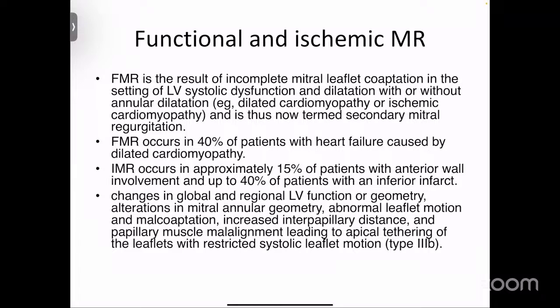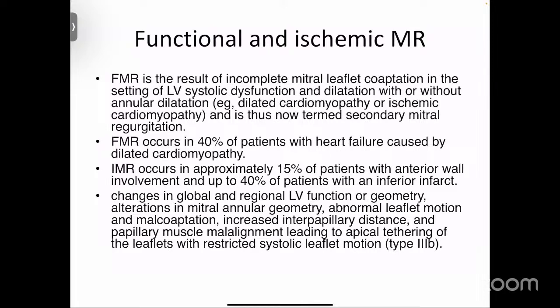And ischemic mitral regurgitation, which is actually a subset of functional mitral regurgitation, occurs in approximately 15% of the patients with anterior wall involvement and up to 40% of the patients with inferior infarct. Generally, the severity of the mitral regurgitation is related to the size of the area of left ventricular akinesia or dyskinesia.